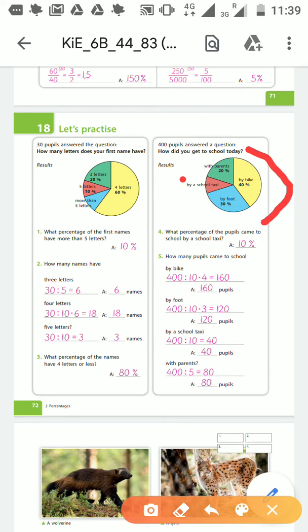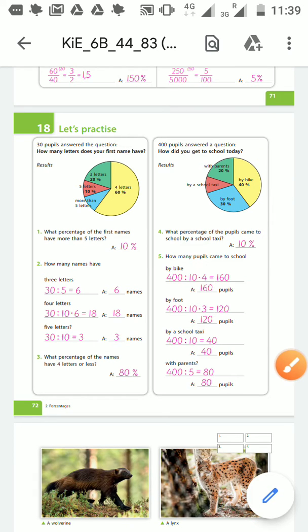You've got to work out how many went by school taxi, this red bit here. So again, you just add up the others, 20, 40, 30, that's 90. So your answer will therefore be 10. Then you've got to work out how many pupils came to school by bike.